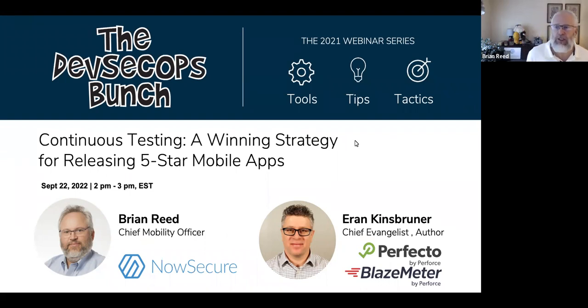Today, we're talking about continuous testing, a winning strategy for releasing 5-star mobile apps. I'm super excited to have Eran Kinsbruner back. He's a great author, speaker, and knowledgeable guy. He knows everything about quality automation and more. He's probably forgotten more than most of us have ever learned. So he's joining me again this year, and we'll be talking and getting started in about 30 seconds.